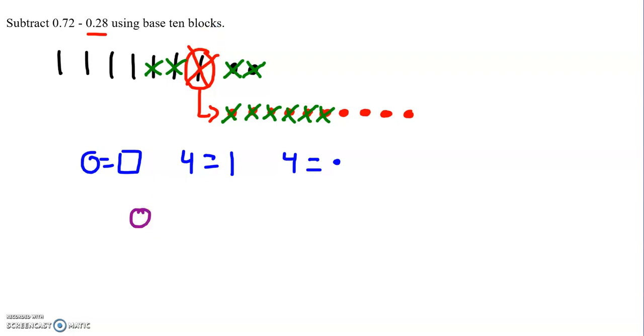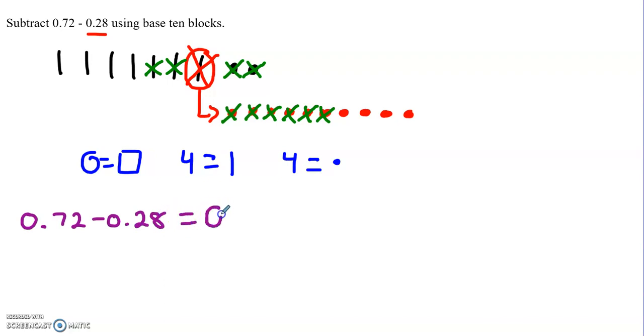Okay. Actually, I'm going to take that away just for 1 second, only because I want to keep the same format as last time. And the last time I rewrote the problem. So I have here 72 hundredths minus 28 hundredths is going to give me the solution.